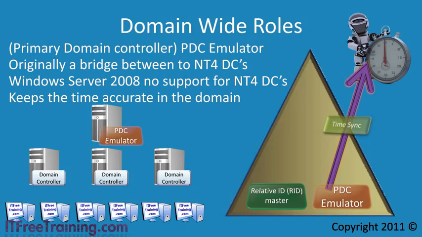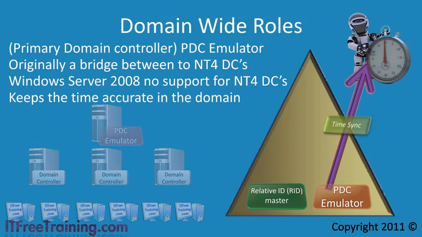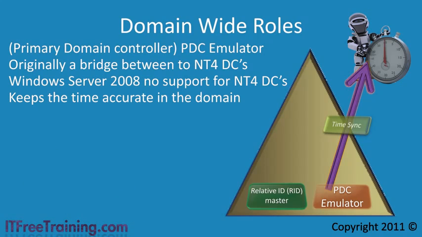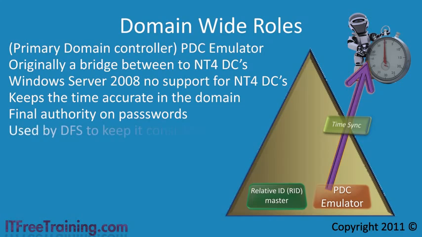The next task the PDC emulator performs is when a password is changed in the domain. When a password is changed, the password is replicated to the PDC using urgent replication. This means the PDC emulator is considered the most up-to-date source of password changes. For this reason, if an incorrect password is given to a domain controller, the domain controller can contact the PDC emulator, who will have the final say if that user is allowed on the network with that password.